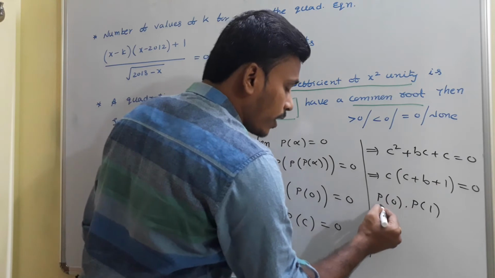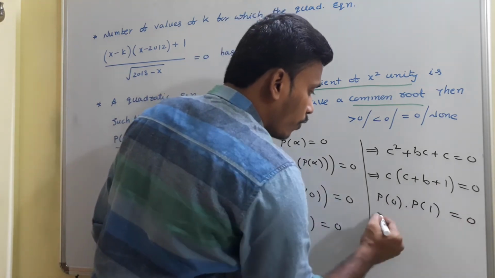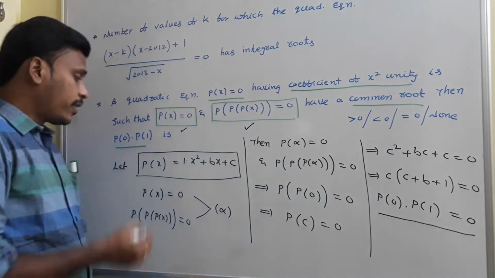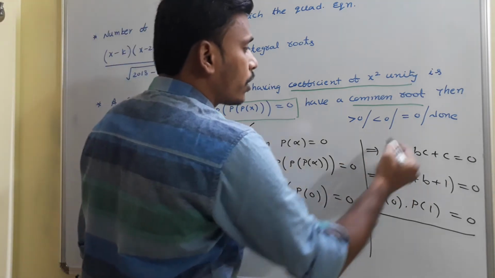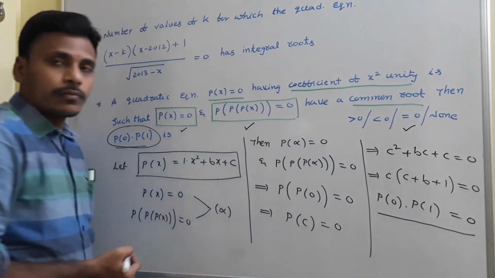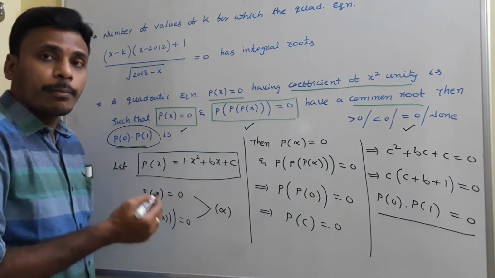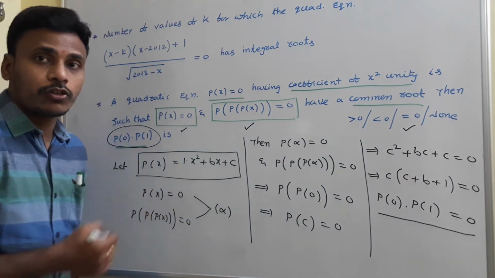So from this it is very clear that p(0) into p(1) is equal to 0. At the end, as they ask us p(0) into p(1), our answer is equal to 0. Okay, the problem is simple but a little bit logical. Have a look.